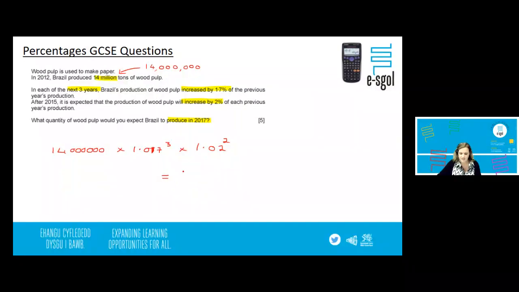Okay, into the calculator, and then you will have your answer. It should have come out as 15,321,145.54, and then this is in tons. Okay, so we're going to get that on there. Lovely. Okay, so we're almost at the end.